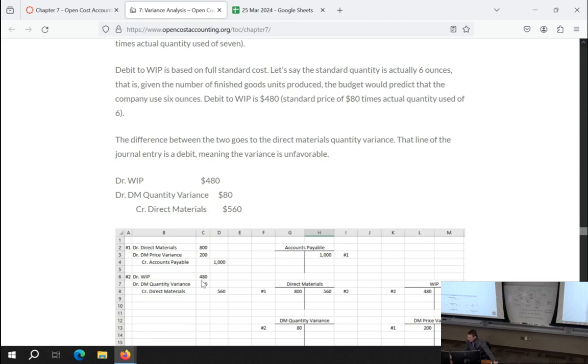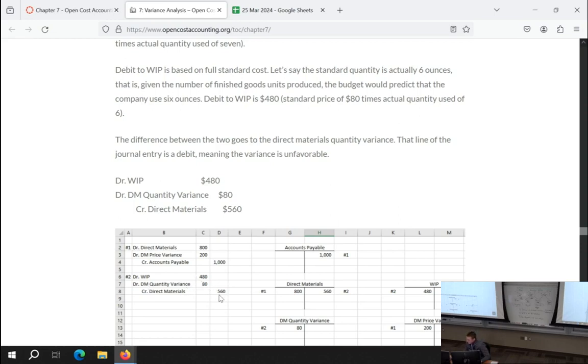We pull out the fact that we have 1 ounce more: actual quantity used minus standard quantity is 7 minus 6. So we have 1 ounce extra times the standard price of $80, which gives us an $80 positive direct materials variance, which is going to be a debit because that's unfavorable. Variance accounts are expenses, which go up with the debit. So unfavorable is debit is positive in all of these calculations.